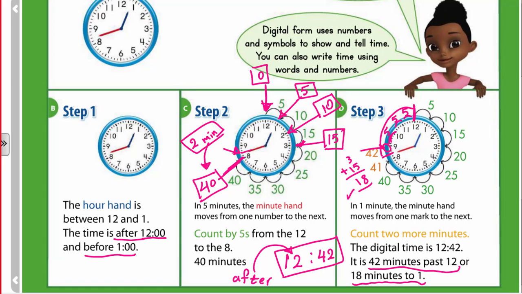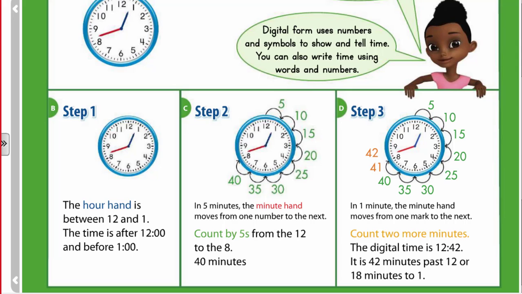Okay, so simply, my heroes, we have two ways to read this. We can read it using this method, using this word, past. And here, past means after. So it's after 12 o'clock. Or we can use this word, to. And to here means it's not 1 o'clock yet. It's before. Or we are going to reach. So we need 18 minutes to reach 1 o'clock.